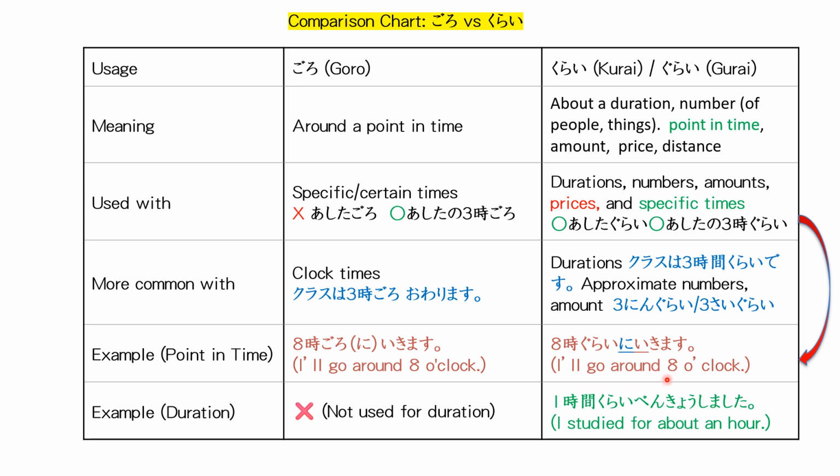In this example, the destination particle ni is used with the verb 行きます。8時ぐらいに行きます。With goro, the particle ni is optional, but with kurai, the particle is required to show the approximate point in time. But remember, when kurai is used to express duration of time, no particle is necessary. Like this example, 1時間くらい勉強しました。I studied for about an hour.